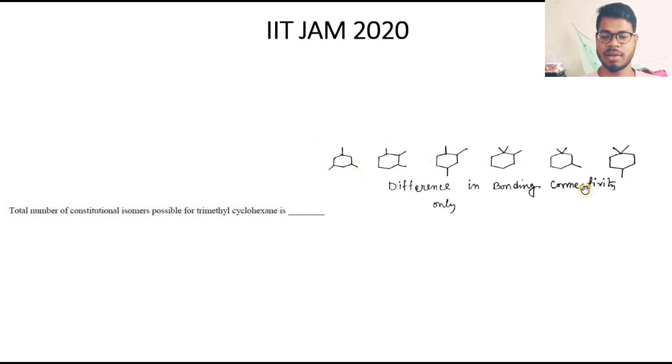So 1, 2, 3, 4, 5, 6, I have put only. You don't need to do the above, axial, equatorial, above-below section. Nothing to do, because they are just asking about bonding connectivity. As I have told you, difference in bonding connectivity only, not above-below. Okay, so I have just put different possibilities, and I have got the answer 6, right?